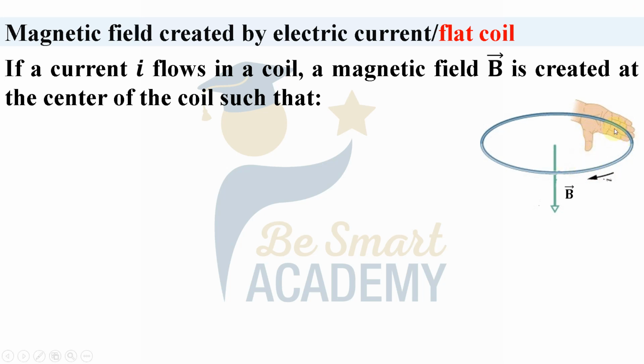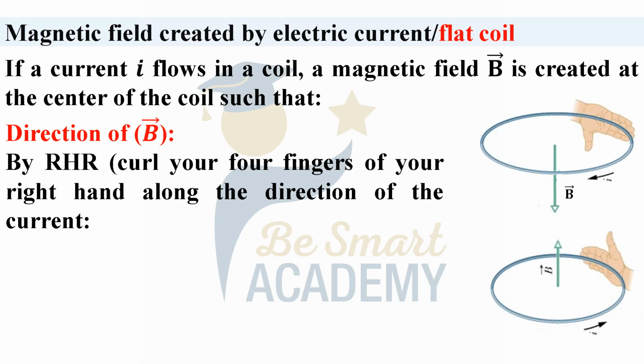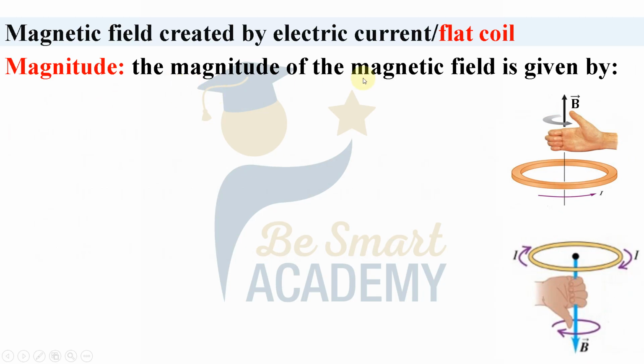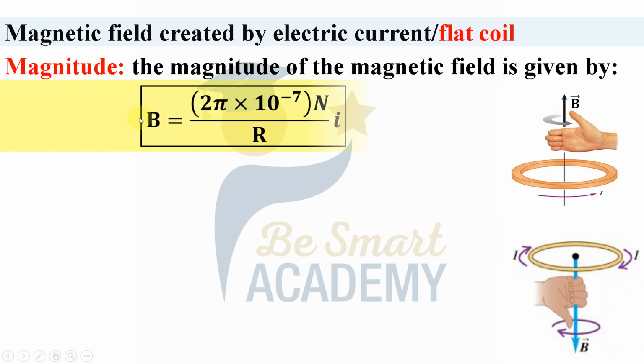In this case, the four fingers give the direction of the current while the thumb gives the direction of the magnetic field. Curl the four fingers of your right hand along the direction of the current. The thumb indicates the direction of the magnetic field. The magnitude of the magnetic field created by a circular wire is given by B equals pi times 10 power minus 7 N I over R, where R is the radius of the circle, I is the current, and N is the number of loops of this circular wire.